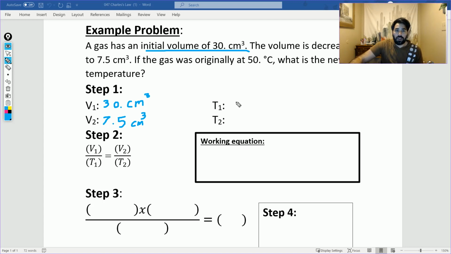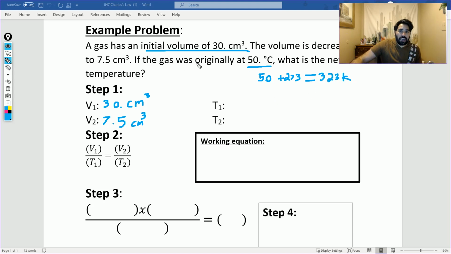And the next part, what a lot of people forgot on yesterday's problem, that one was dealing with temperature as well, Gay-Lussac's law. If the gas was originally at 50 degrees Celsius, well, whenever you have degrees Celsius, we don't calculate gas laws with degrees Celsius because degrees Celsius has negative values, and we don't like to put negative values in these equations. So we convert these to Kelvin always. To convert to Kelvin, you have to do 50 plus 273. And you should get 323 Kelvin. And I'm going to put that here.